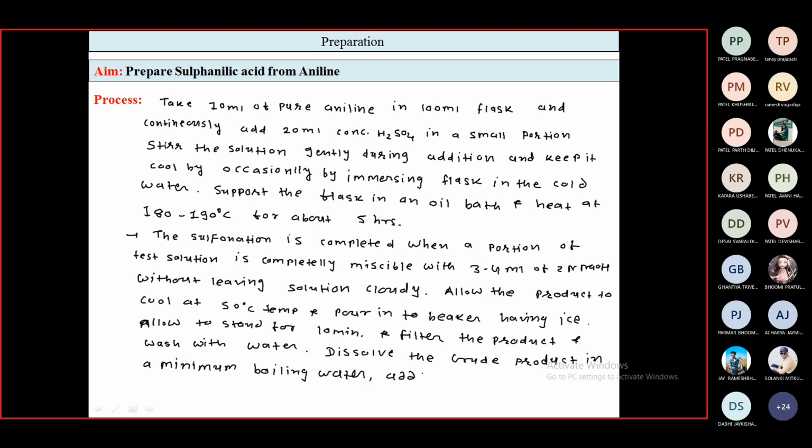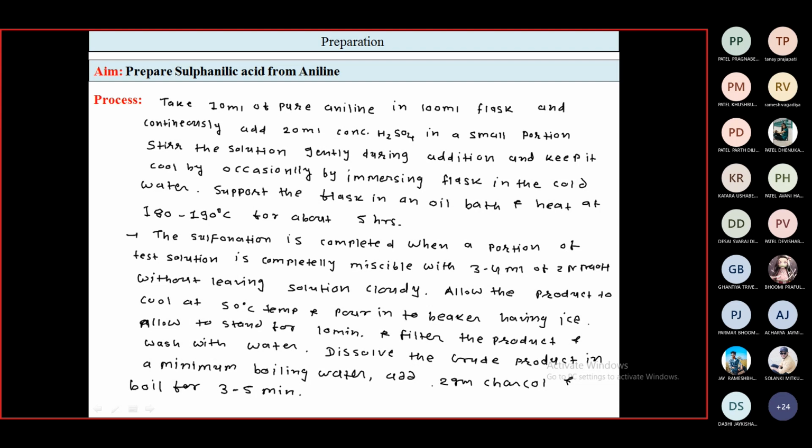Add 2 gram charcoal. After charcoal addition, boil it for 3 to 5 minutes. What happens? If you boil it for 3 to 5 minutes, the color impurities get removed.